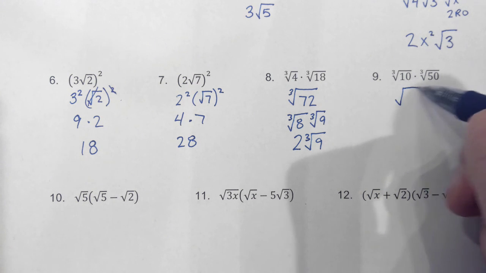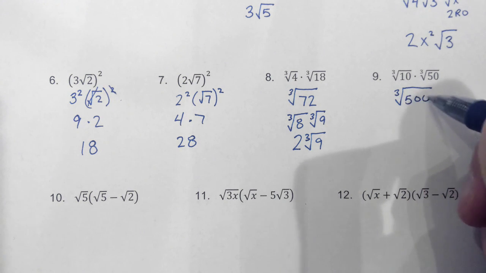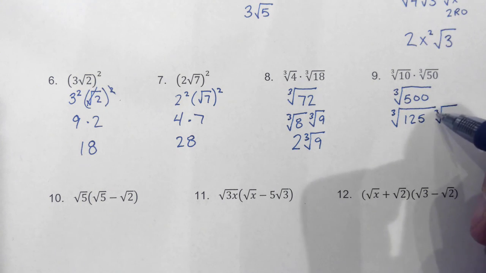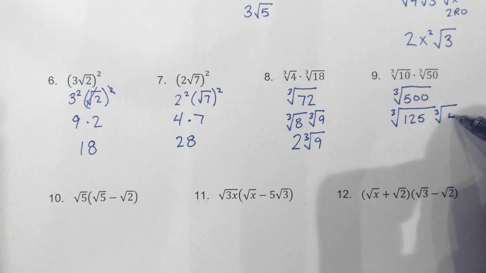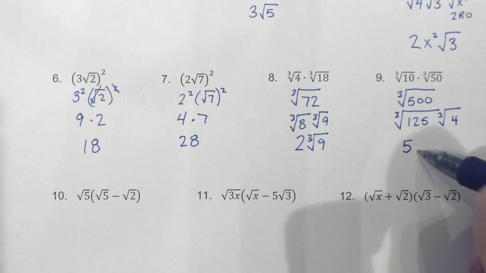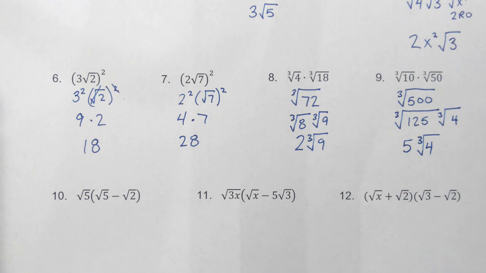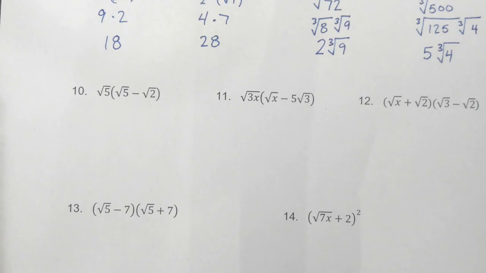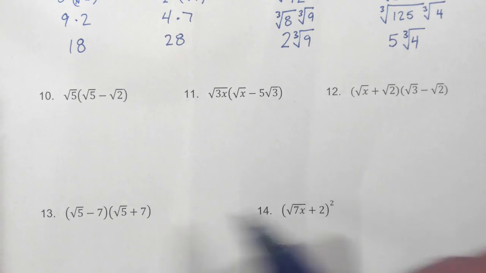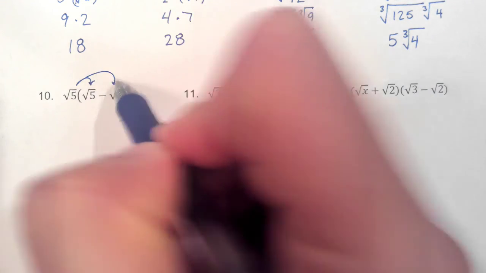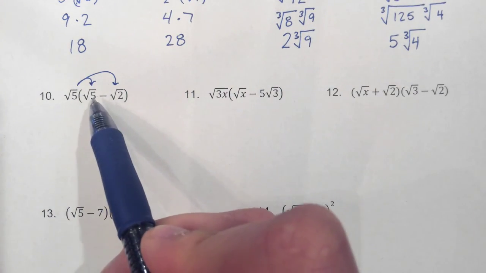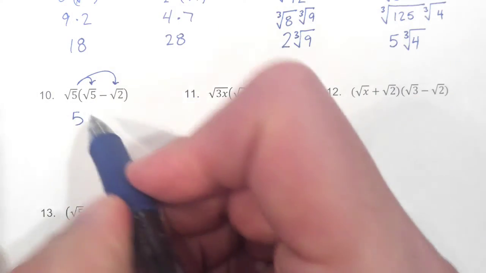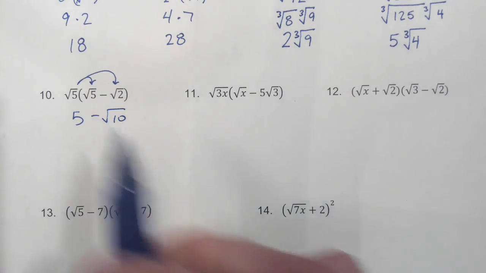Number 9, same thing. That's going to be the cube root of 500. The perfect cube that divides 500 is 125 times 4. And that's going to be 5 cube roots of 4 when you simplify it. The next couple of lines we're going to add in parentheses. So same, it's no big deal. Just distribute. So the square root of 5 times the square root of 5 is 5 because it's the square root of 25, and then minus the square root of 10, which does not simplify.